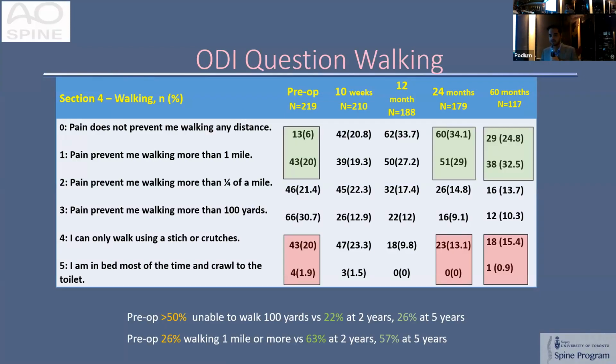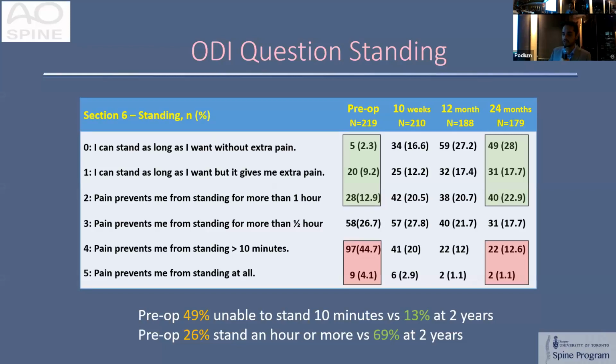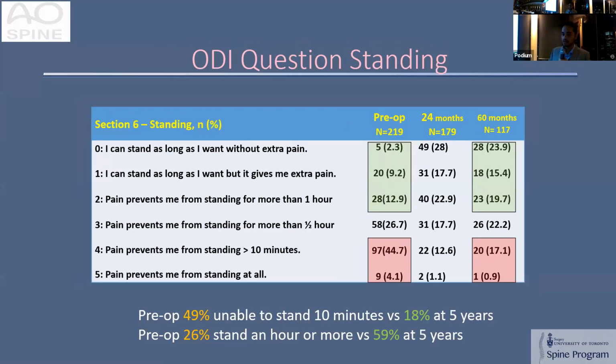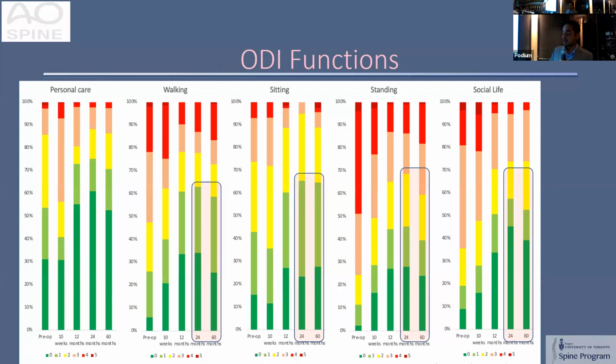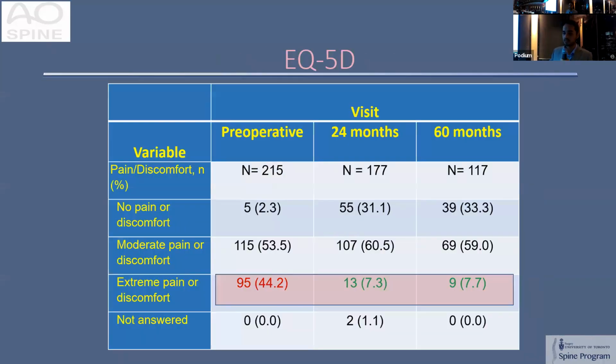Interestingly, we see that preoperatively, more than half of the patients were not able to walk 100 yards, which reduced to about 22% at 2 years and 26% at 5 years. And similarly, only 26% could walk more than a mile before surgery, which improved to 63% at 2 years and 57% at 5 years. Similar improvements in standing and other ODI modalities we measured. And this is another stacked bar diagram for the ODI showing gradual improvements at 24 months and maintained at 60 months. And this is one of the components of the EQ5D for the pain scores.